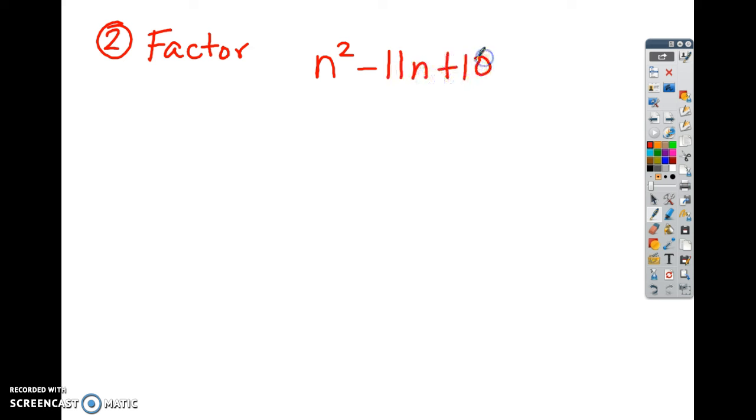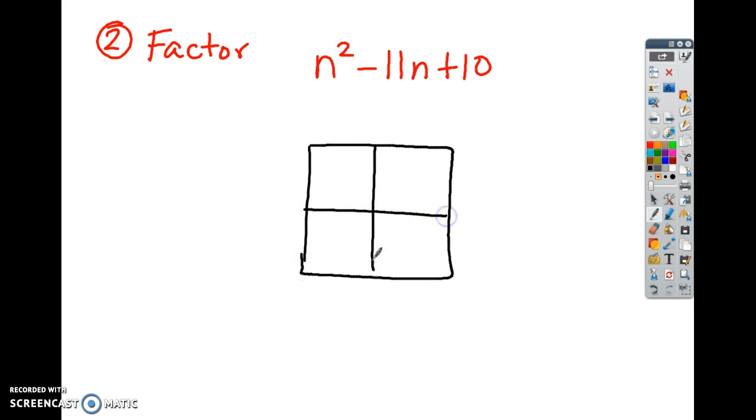Okay, so on the Kuta worksheet for factoring trinomials, we're doing problem number 2. Problem number 2 is saying to factor n squared minus 11n plus 10. So I would start off with the box, right? And I would fill it in as much as I can.